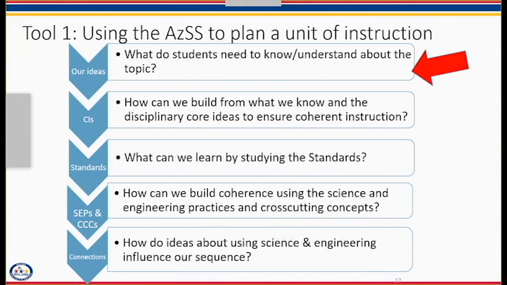And that's a mouthful. That's a lot to think about as you are planning a unit. And one reason why I really enjoy this process is because right here in Tool 1, you're going to think about all of that and organize it in a way that really does make sense and is usable.